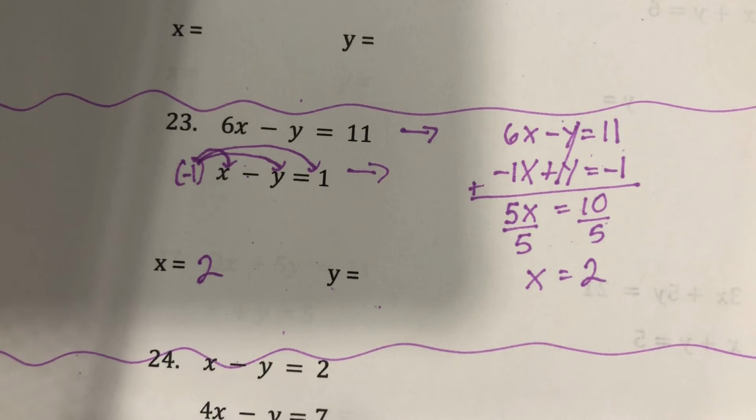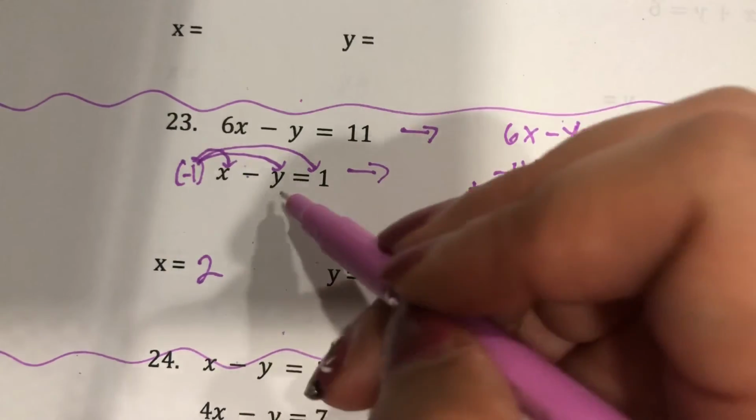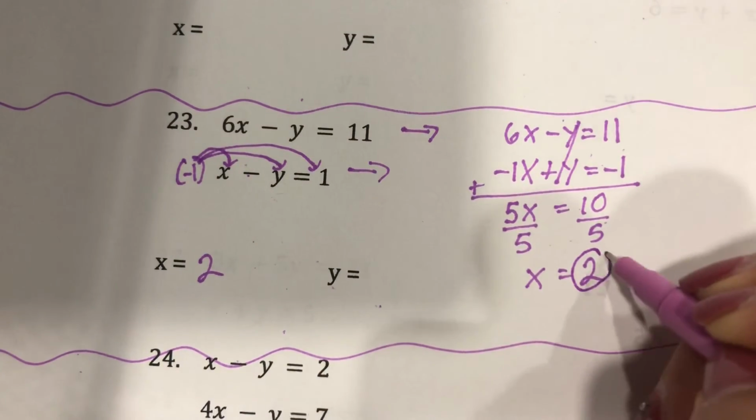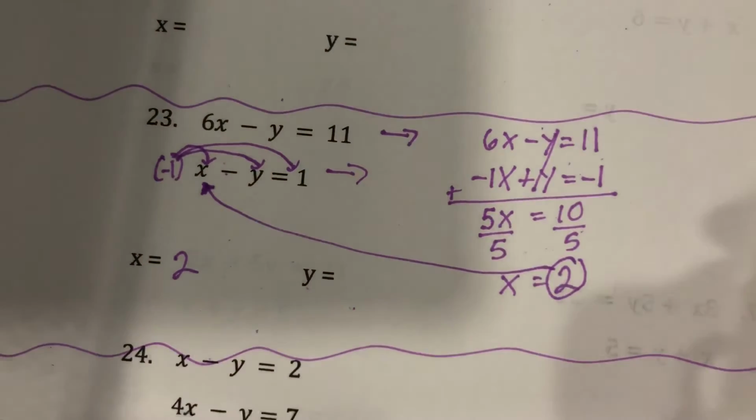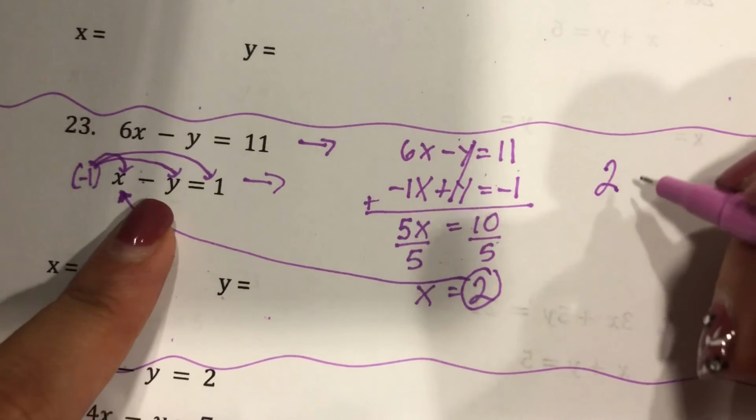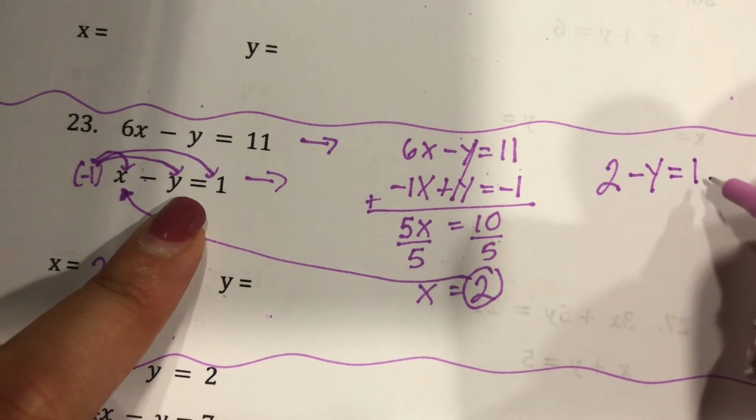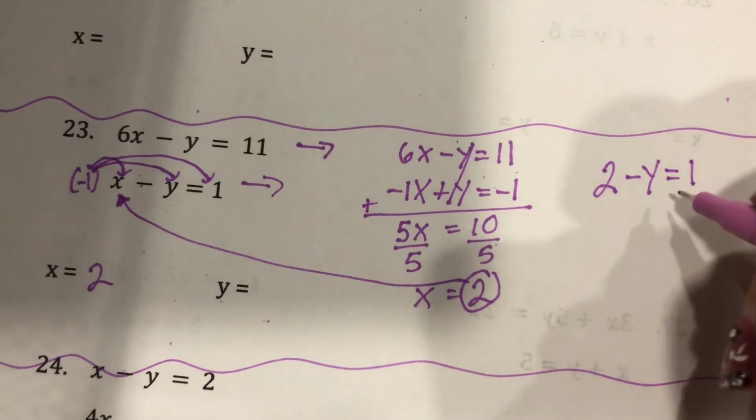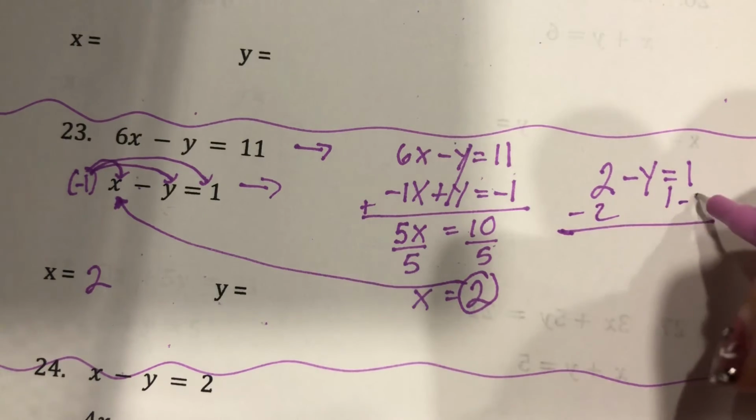From here, I can choose top or bottom, which one to plug it into. The bottom one's way easier, so I'm going to take this 2. And I'm going to go wee. I'm going to plug it into that x. So instead of that x, I'm going to plug in a 2. Instead of this negative, with the negative 1, negative y equals 1. So I am going to subtract 2 from both sides.